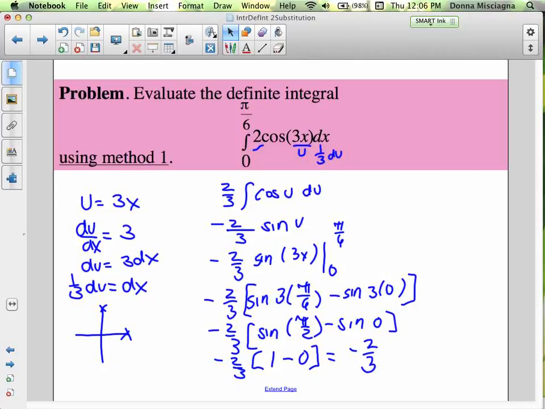All right, so negative 2/3 is our area. So obviously we're under the x-axis.